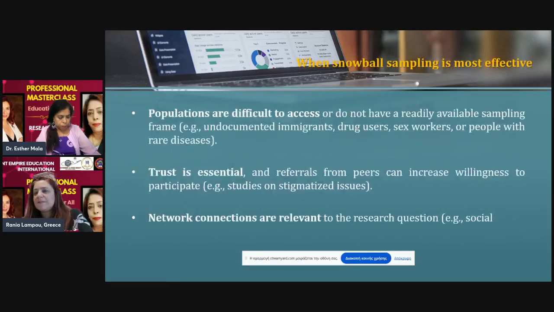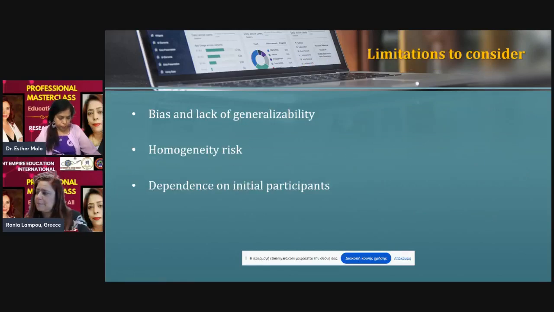This is most effective in contexts where populations are difficult to access or there is no sample frame available, for example drug users, sex workers, people with rare diseases, undocumented immigrants. When trust is essential, referrals from peers can increase willingness to participate in studies on stigmatized issues. And when network connections are relevant to the research question, for example social networks, community dynamics, or informal support systems, and so on.